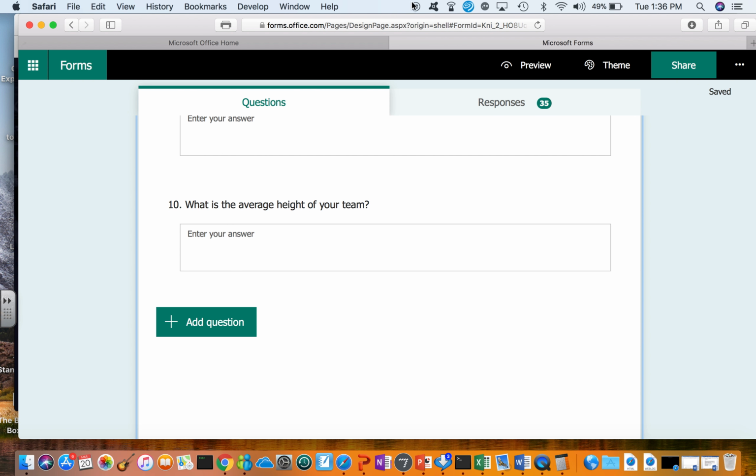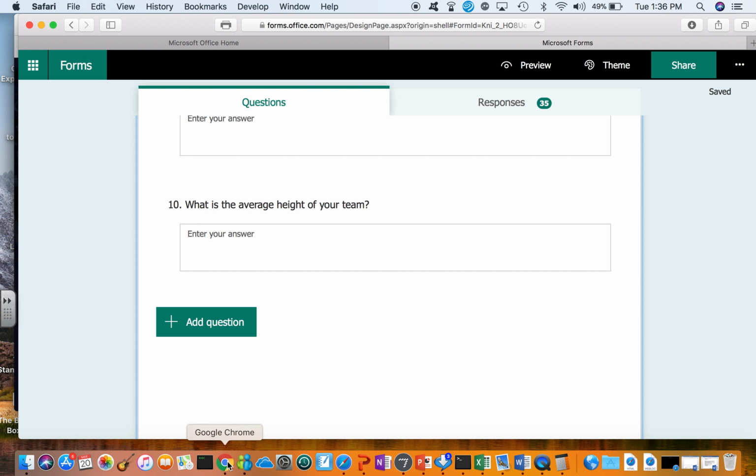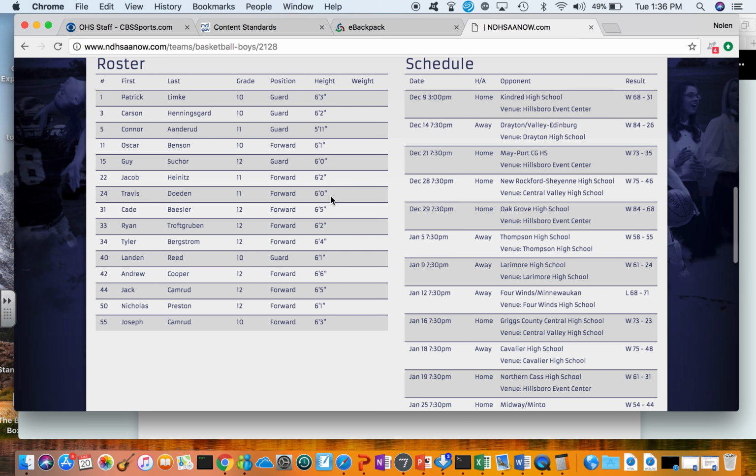Average height of your team, you would go back to the rosters, and you would do the same thing. Okay, you might have to convert this to inches. There are 12 inches in a foot, so 6'3" would be 12, 24, 36, 48, 60, 72 plus 3 would be 75. Okay, we would have to do that for our team and figure out the average height.